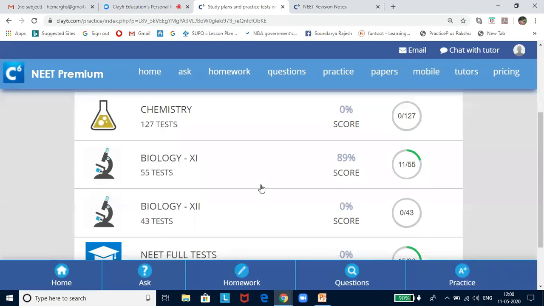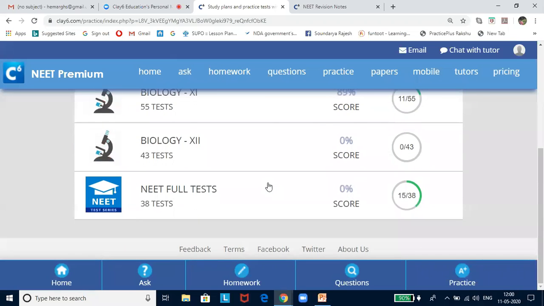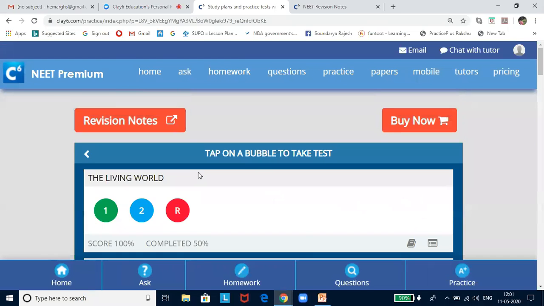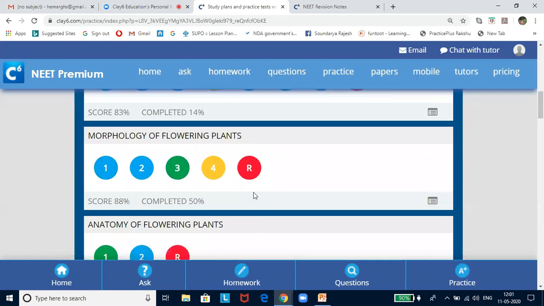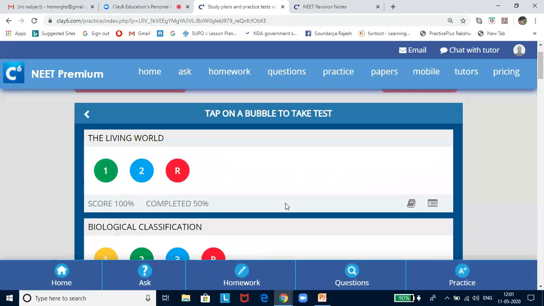Here you find a lot of tests in each and every subject: physics, chemistry, biology, and NEET full test. Now, if you click on biology 11th, since that's the chapter we are doing, you see a lot of chapter-wise tests here with bubbles inside them. So you might be wondering what these bubbles are.